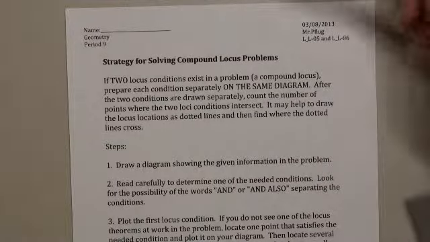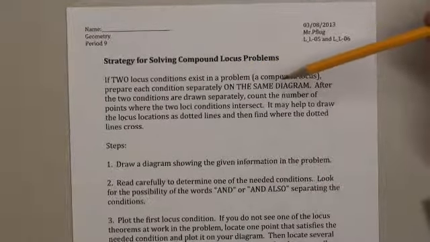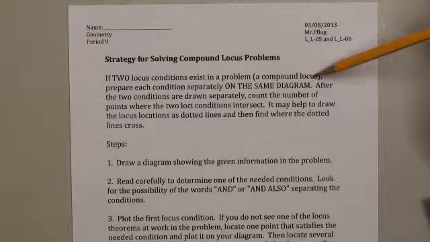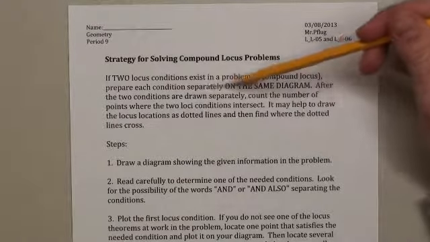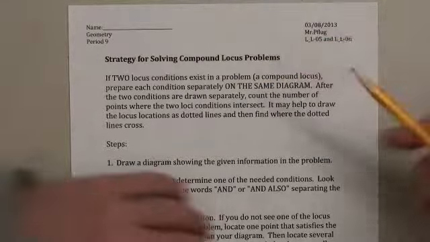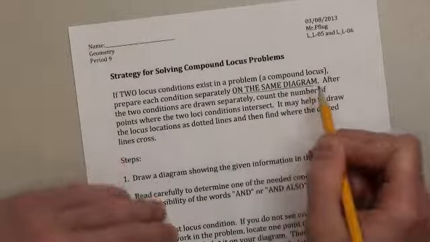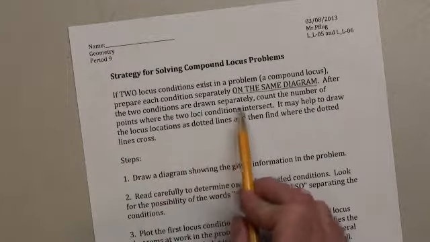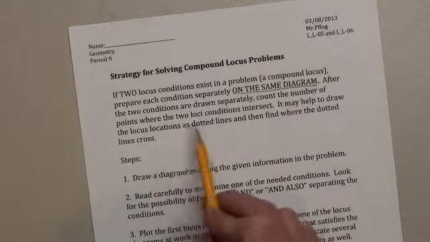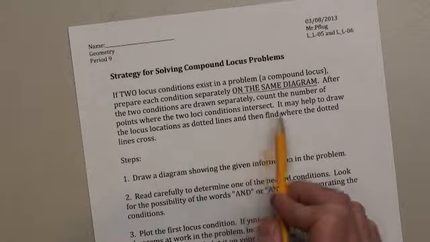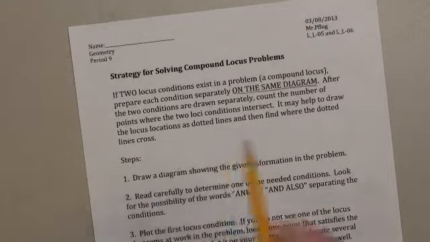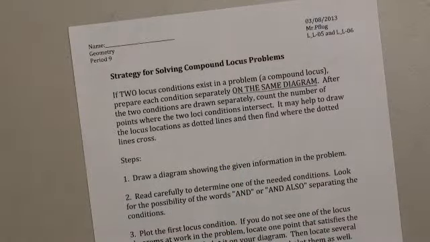So let's turn this over or go to the next sheet and we'll talk a little bit more about compound locus problems. If two locus conditions exist in a problem, which is called a compound locus, prepare each condition separately on the same diagram. Let's underline that. That's important. After the two conditions are drawn separately, count the number of points where the two loci conditions intersect. It may help to draw the locus locations as dotted lines and then find where the dotted lines cross.